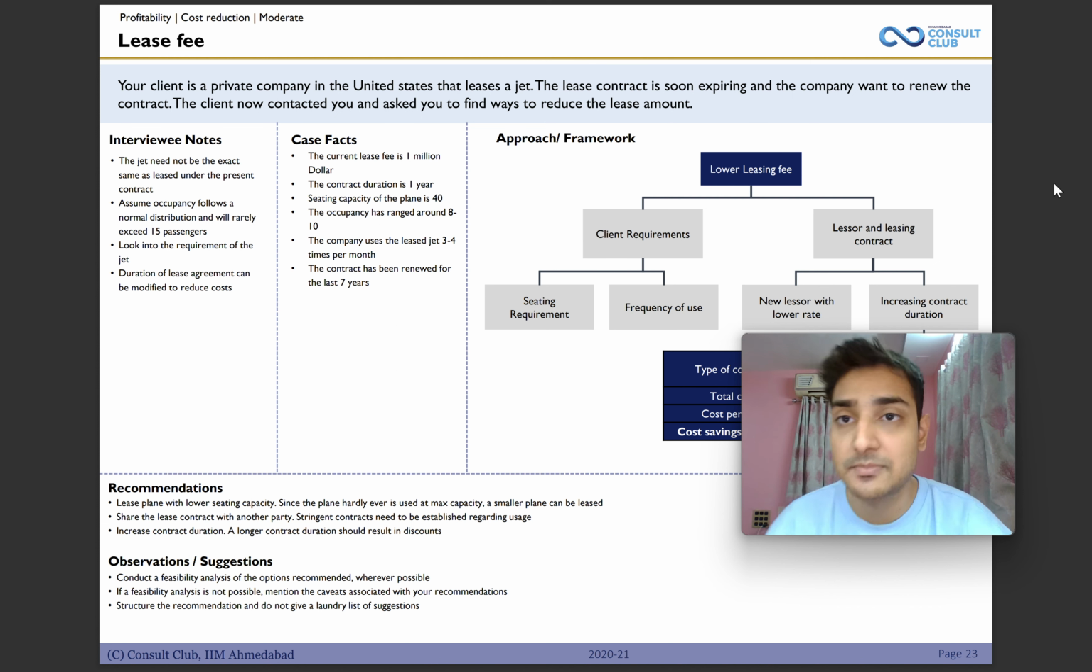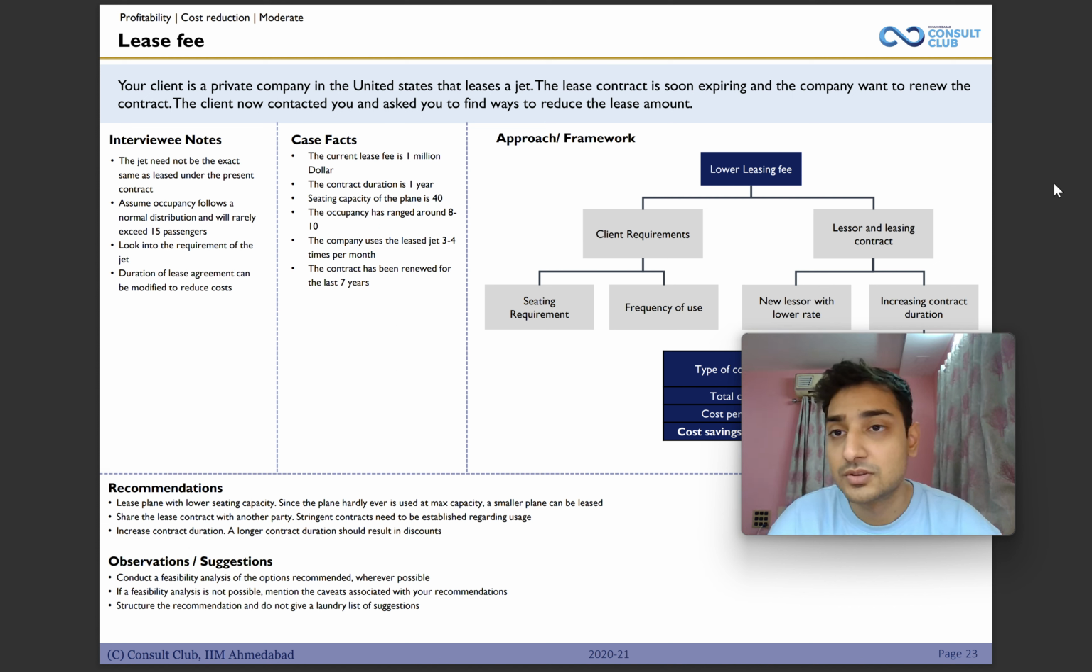Leasing fee. The client is a private company in the United States that leases a jet. The lease contract is soon expiring, and the company wants to renew the contract. The client contacted you and asked you to find ways to reduce the lease amount. It's also very important to maintain good notes and good structure on your rough sheet, because sometimes at the end of the interview, the interviewer might ask for that, and they should be able to get everything with just one glance. So it's very important to have minimal statements and a well structured rough sheet too.